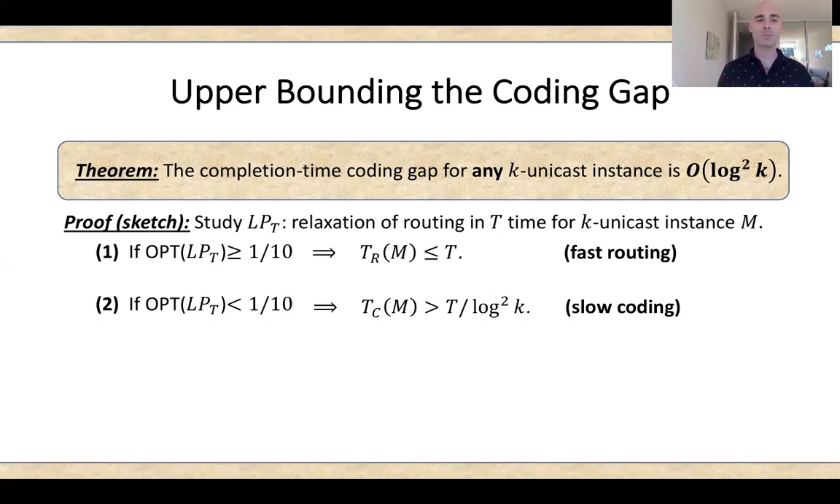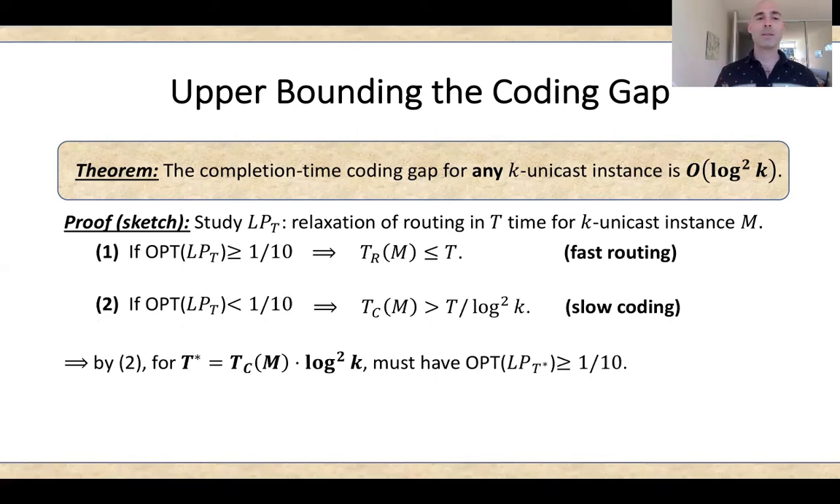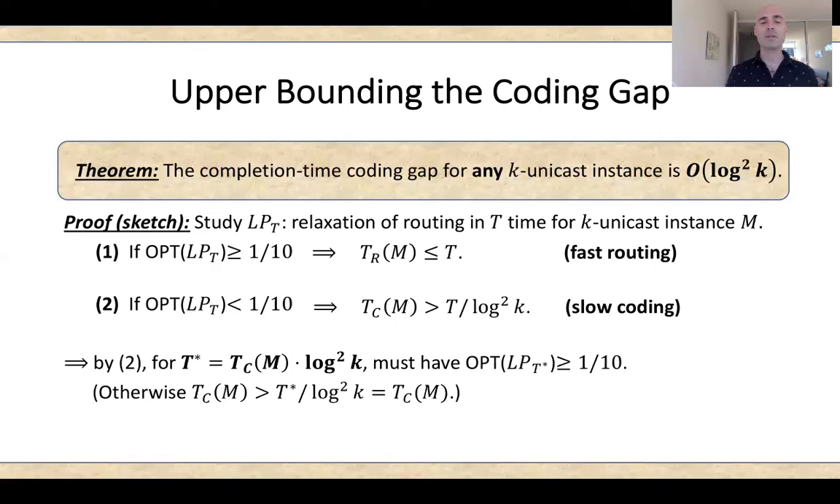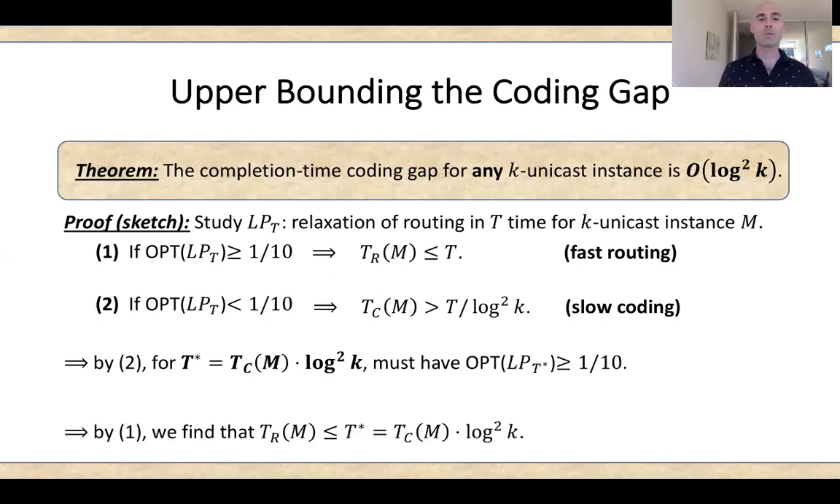By point 2, we find that if we take T star to be the coding time times some polylog term, then the optimum value of the LP with parameter T star is at least 0.1. Because otherwise, by point 2, we'd have that the coding time is at least T star over polylog, which would mean that the completion time is strictly greater than itself, which is just not how numbers work. Okay, and then combining this with point 1, we find that the routing time for this instance is at most T star, which is the coding time times some polylog term. And with that, we're done.